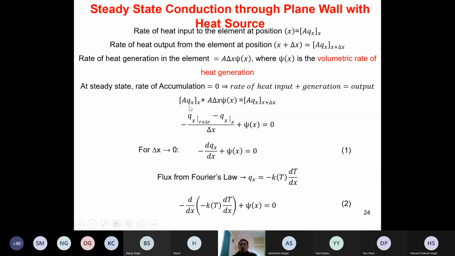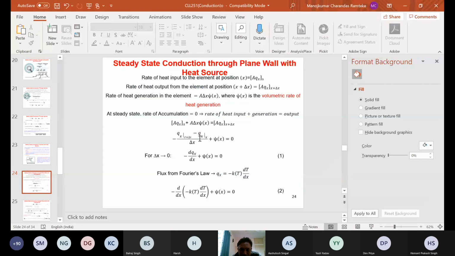Okay, so that means what? A Qx at x plus the generation term, which is nothing but A delta x psi x, should be equal to A Qx at x plus delta x. So we can rearrange the terms. By rearranging the terms, what we are going to get is minus Qx at x plus delta x.